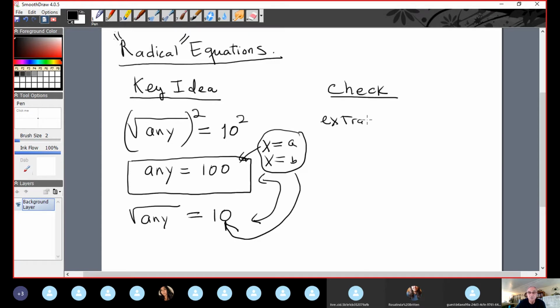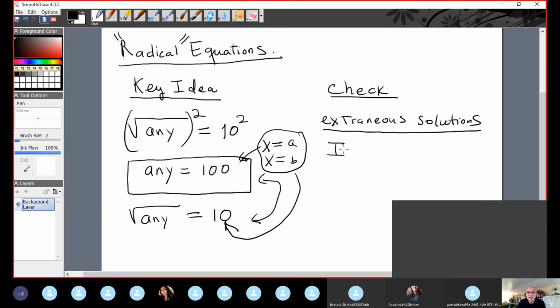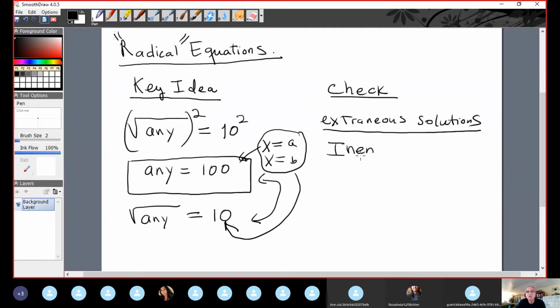Extraneous solution. It's a bad guy. A solution that doesn't work. Okay, and this is not always, but it happens, so you need to be aware of this situation. When you check, always, when the index of the root is an even number.